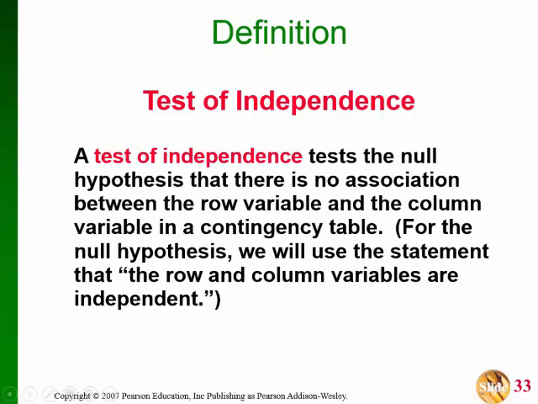So a test for independence is the main test that we're going to do. There's going to be another test here later on, but we're not really going to focus on that. We're going to mainly focus on the test for independence. A test for independence tests the null hypothesis that there's no association, there's no relation between the row and column variables. If there's no association, then we say it's independent.